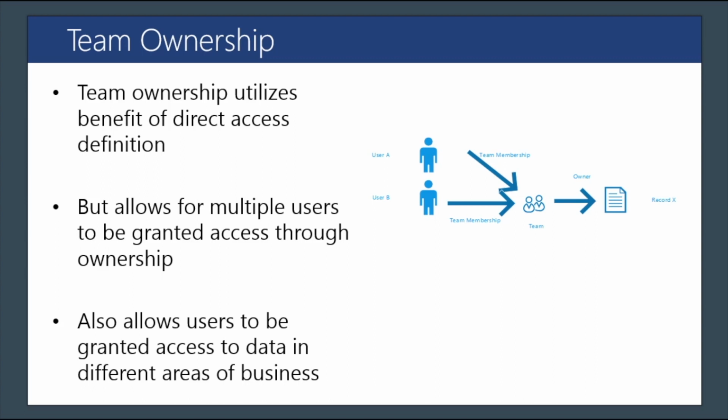Okay. So again, team ownership utilizes the benefit of the direct access definition. The team is defined as the owner of the record. However, it allows for multiple users to be granted access to that record via the ownership of the team and their team membership. Another benefit of teams is that it allows users of different business units to be members of a given team, which can also enable access to a record that the user wouldn't typically have access to via their directly assigned security roles.